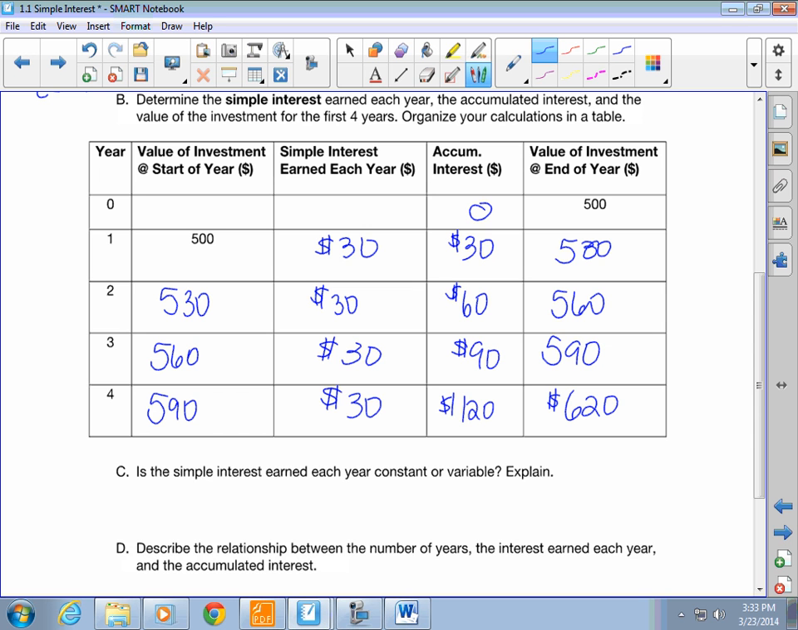So then it says, is the simple interest earned each year constant or variable? Explain. So if it's constant, that means that she's earning the same amount of interest every year. If it's variable, then that means that the interest is changing. So this is obviously constant because the interest doesn't change.